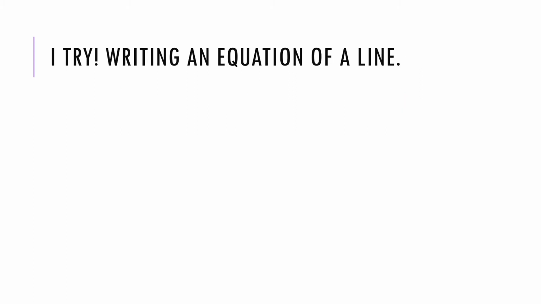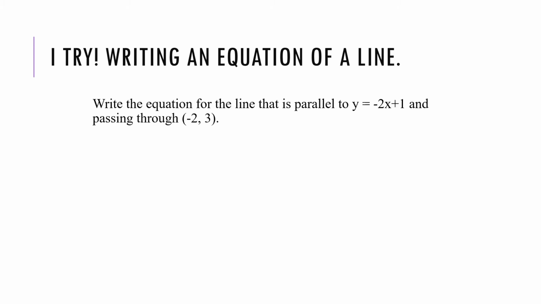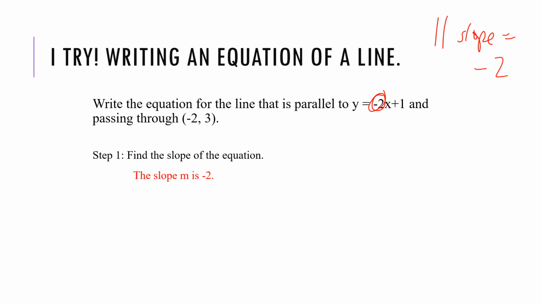Okay, so I'm going to show you guys how to write an equation of the line depending on the information here. So we have negative 2x plus 1 and passing through the point negative 2, 3. So the important thing here is that we are trying to find a line that's parallel. So what I usually do is I would write parallel slope, and then I'd write my answer. So if the original line is negative 2, parallel means they have to have the same slope. So the slope of this line is negative 2.